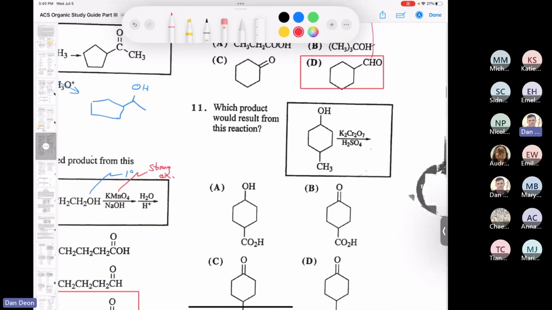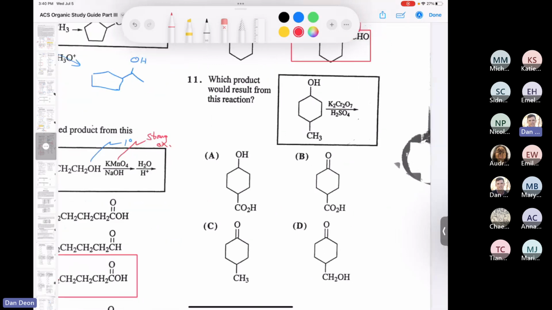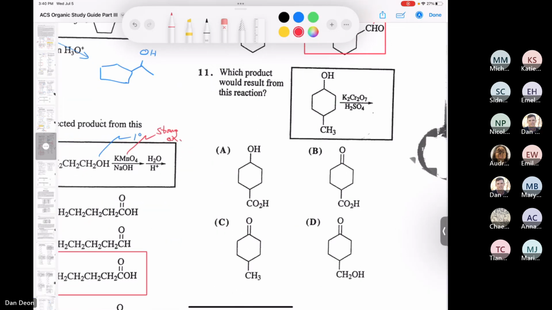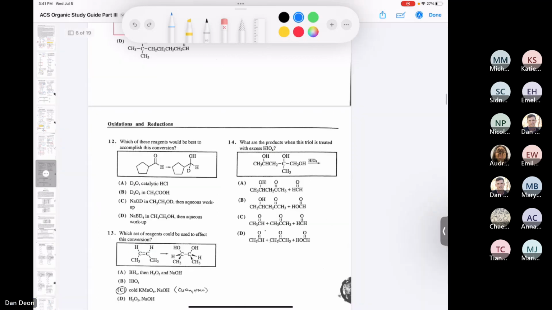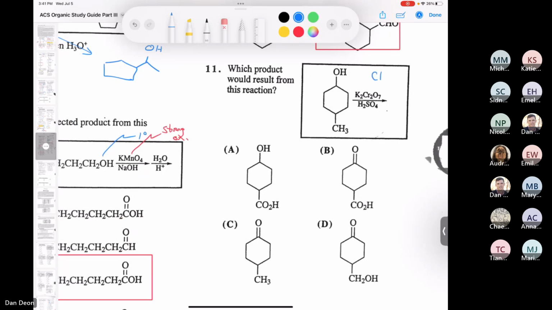All right, number 11. Which product would result from this reaction? I think this is a great question. So we're taking a secondary alcohol and treating it with chromic acid. So potassium dichromate and sulfuric acid, again, that's just going to make chromic acid. So chromic acid. Anybody have an idea about this one?